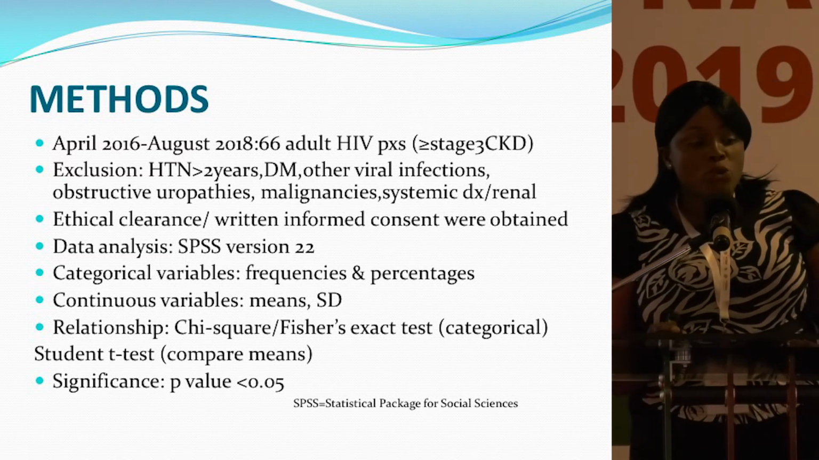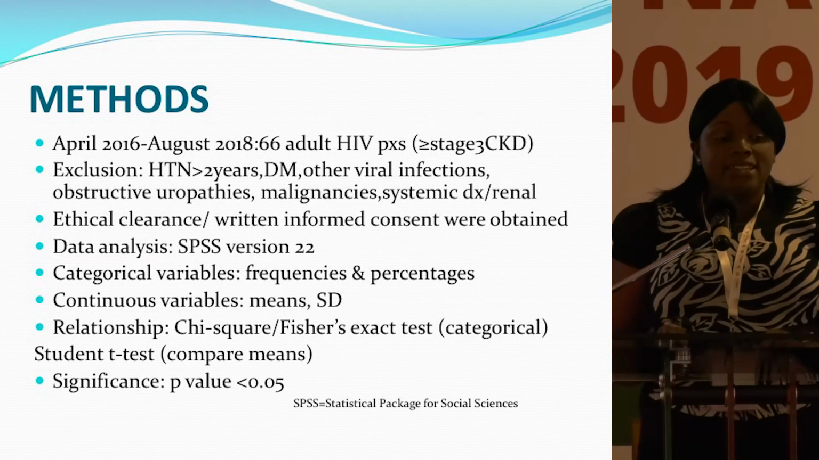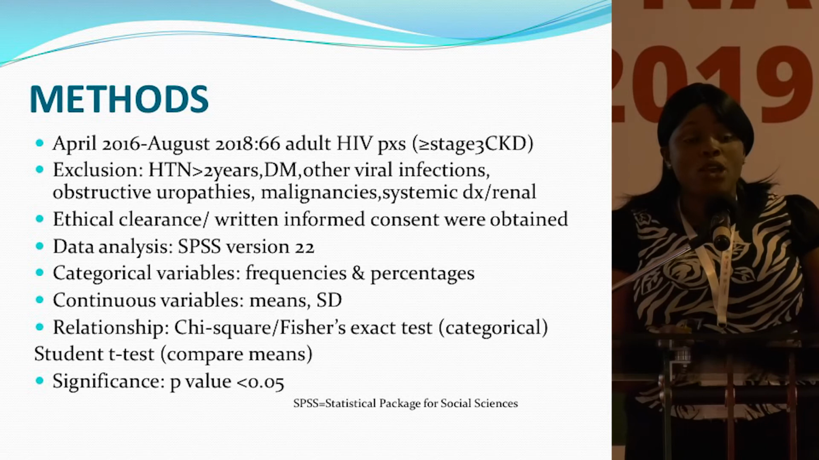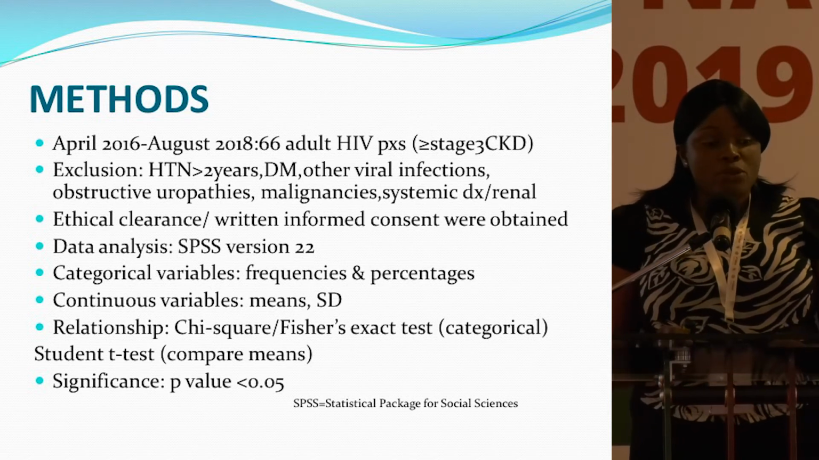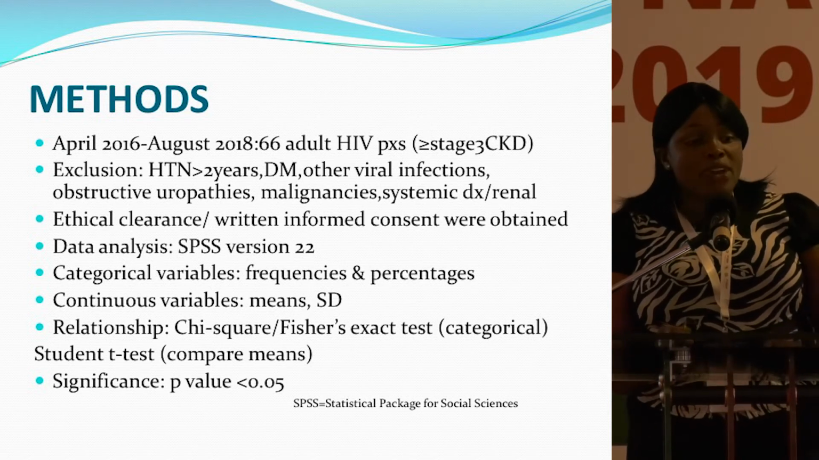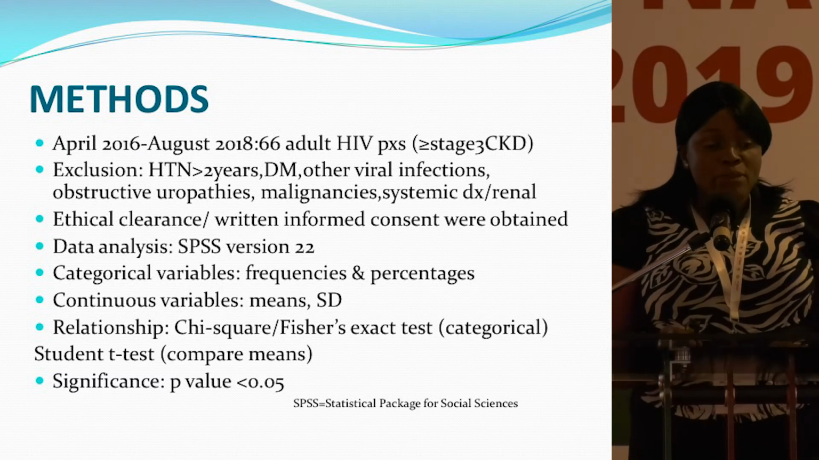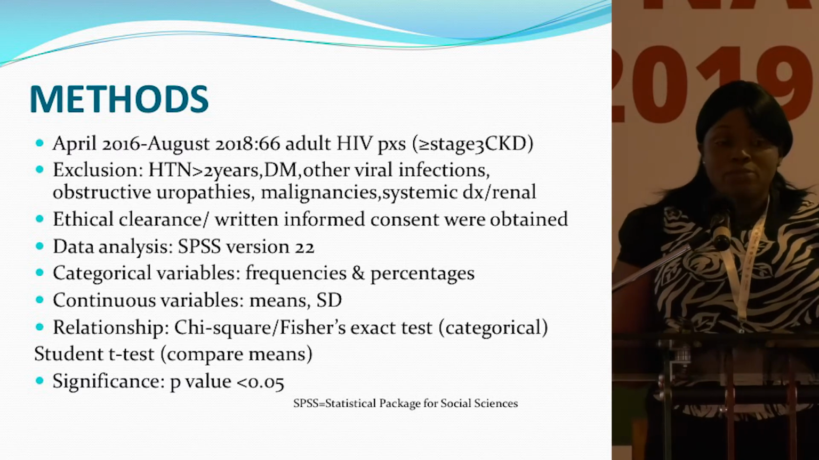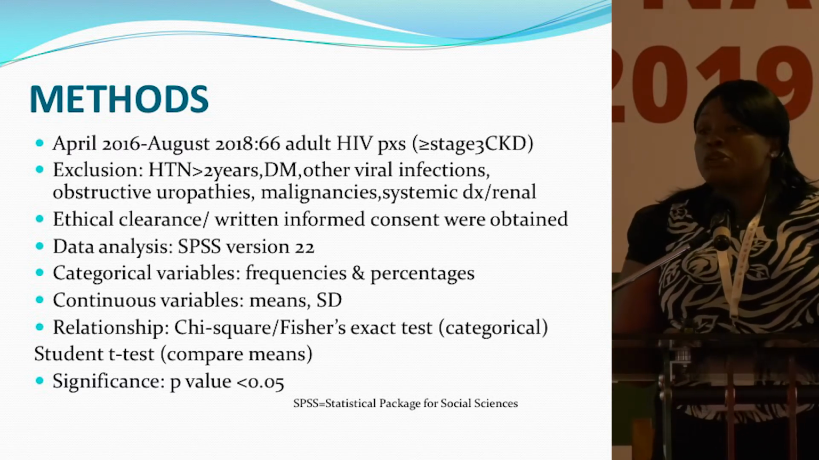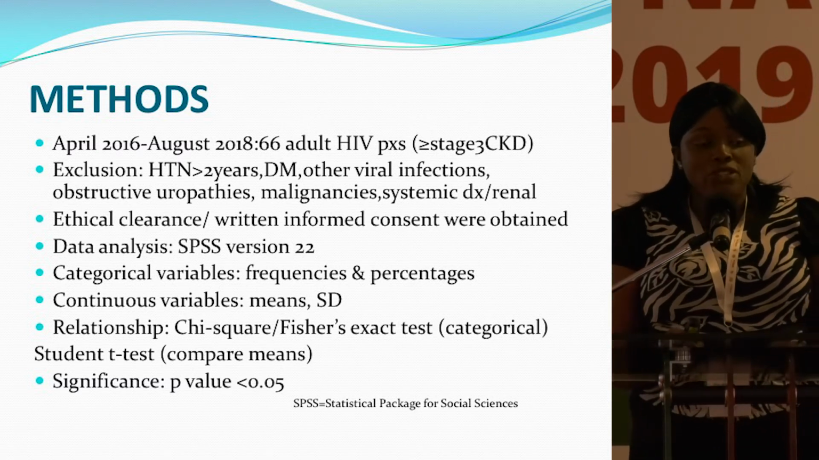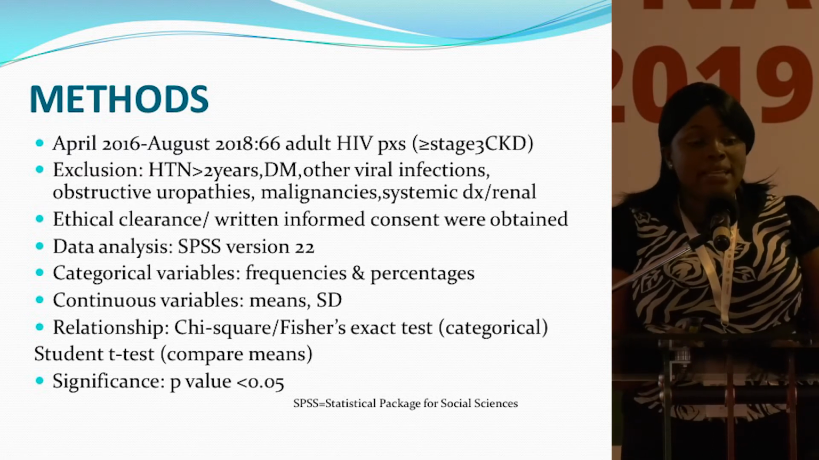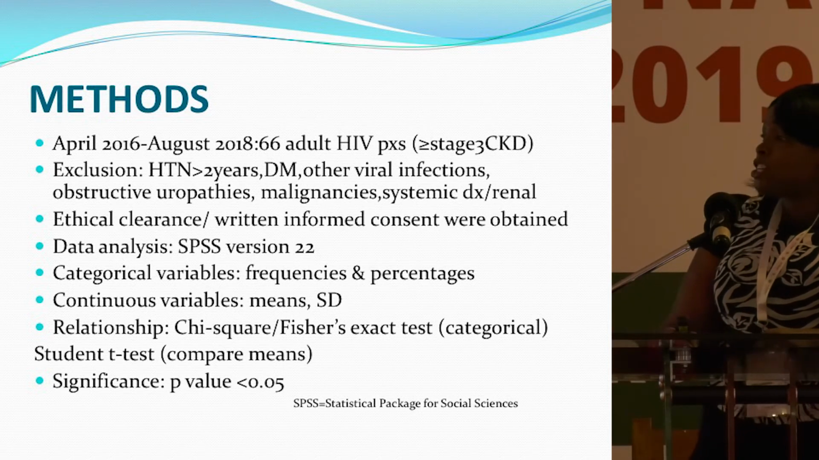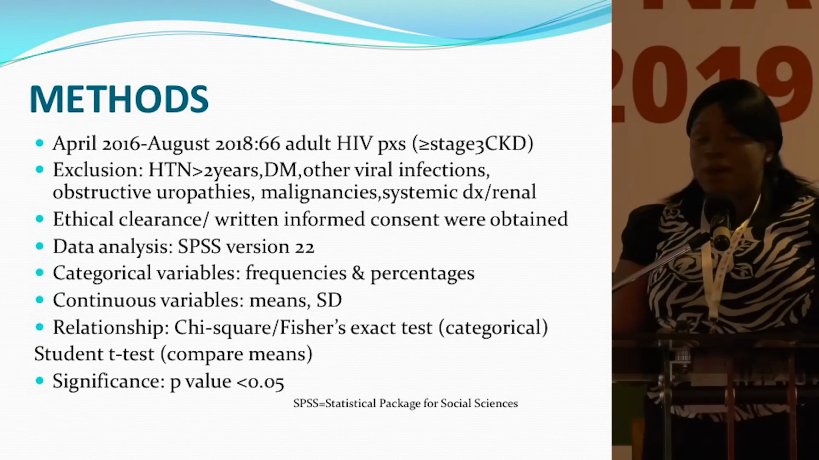Between April 2016 and August 2018, we biopsied a total of 66 adult HIV-infected patients who had at least stage 3 chronic kidney disease. We excluded patients who had hypertension for more than 2 years. We also excluded patients who had diabetes mellitus, other viral infections including hepatitis B and hepatitis C, obstructive uropathies, malignancies, systemic diseases with renal affectation, and indeed any patient who had any contraindication for renal biopsy.